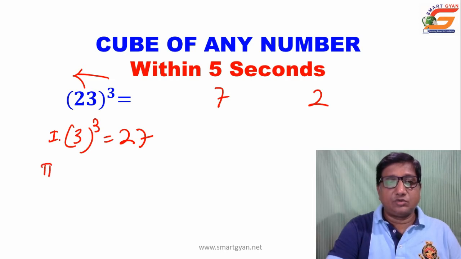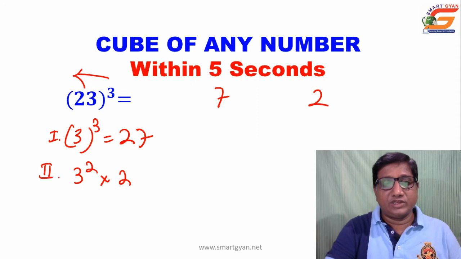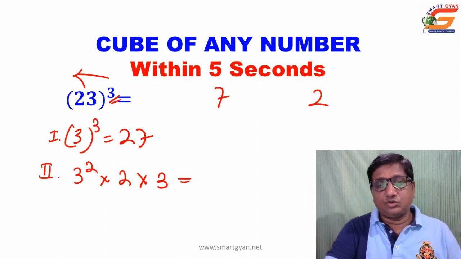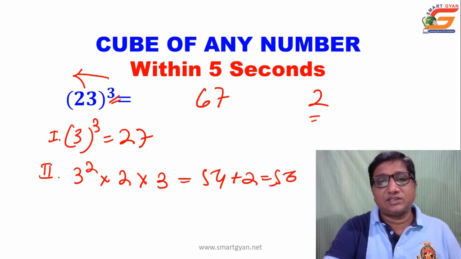Then step 2 is we will take that unit digit 3 square into tens digit 2, that is 3 square into 2 into 3, that is power 3. That will be 3 square 9 into 2, 18 into 3, 54, plus this carry 2, 54 plus 2, that is 56. So, we will write 6 and carry 5.